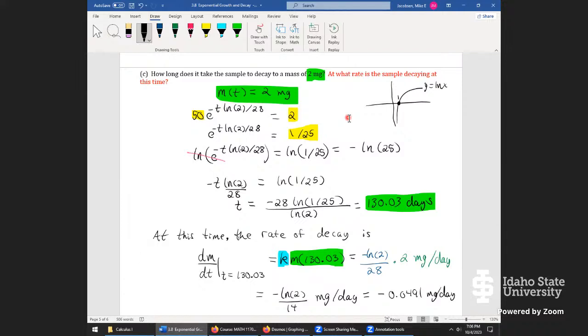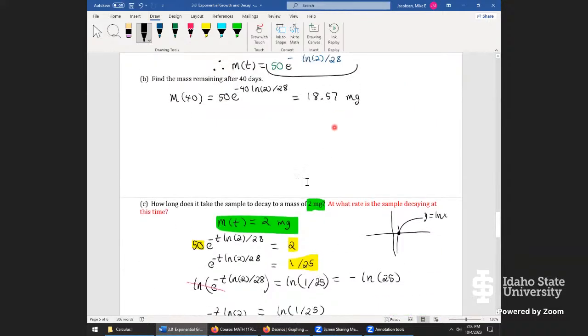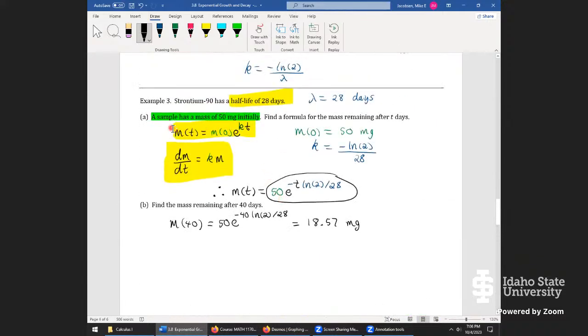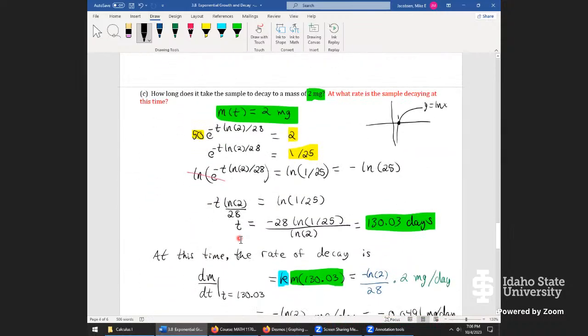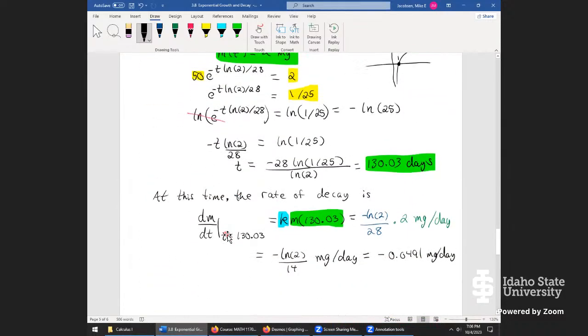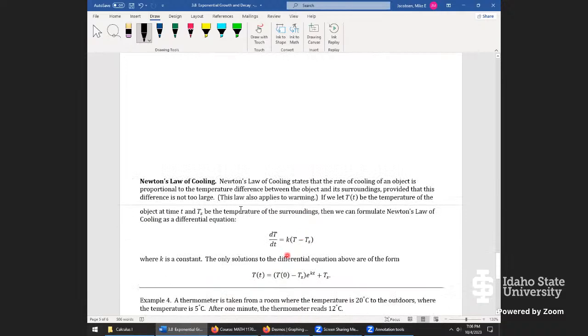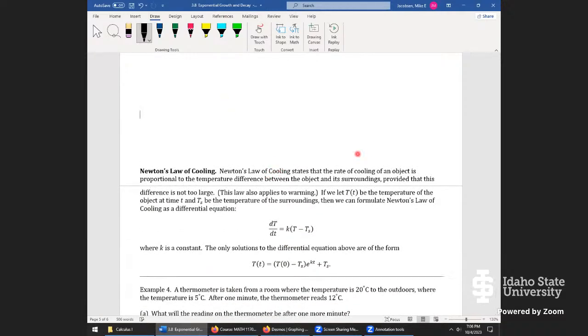Okay, so I guess the big reminder on any one of these kinds of problems is that it's not always just about the equation solution, this mass of t function. The actual derivative right here, the original differential equation, is equally important whenever we're dealing with exponential growth and exponential decay. So what we're going to be doing next is extending this kind of work to Newton's law of cooling.